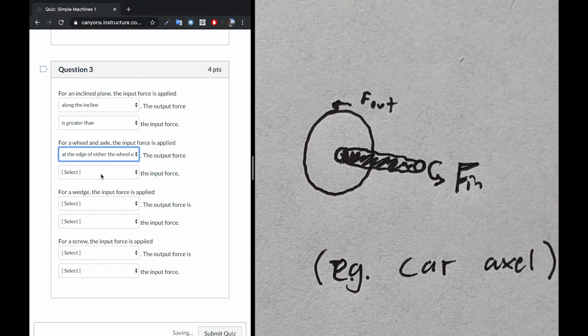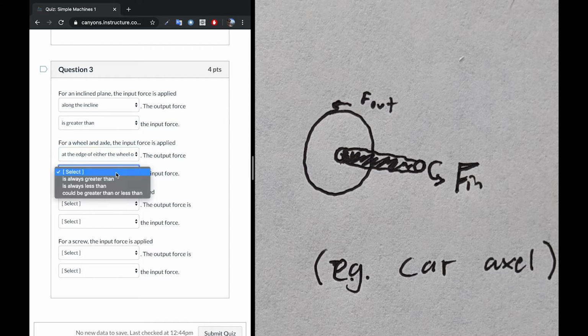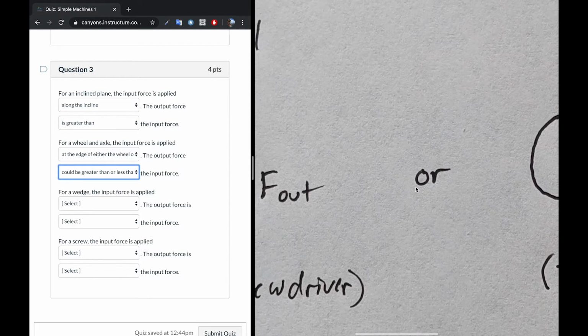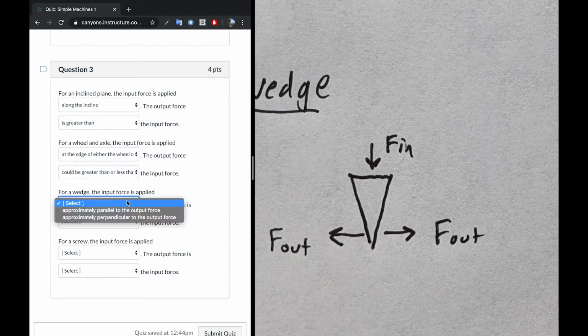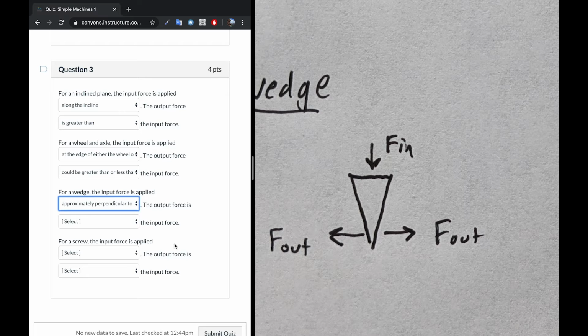So it could be either the edge of the wheel or the axle. Okay, and that means it could be either greater than or less than. Here we're getting less output force. Here we're getting more output force. All right, next up, wedge. Here, the output force is going to be approximately perpendicular to the input force. So here we have the input going up and down, and the output is outward, left and right. Okay, think about like an axe or a knife, something like that. And just like an inclined plane, it's always going to be greater. You can't get less output force using a wedge like this.